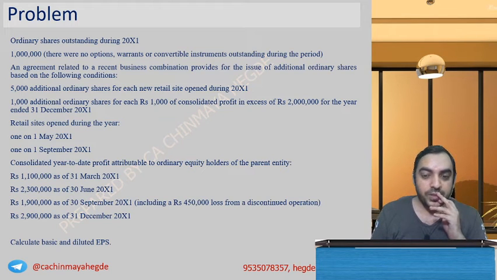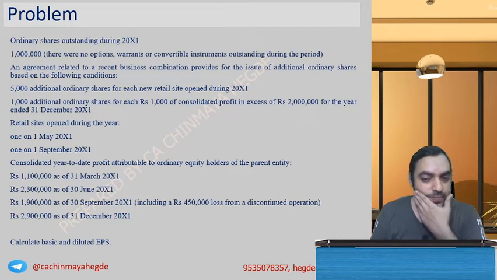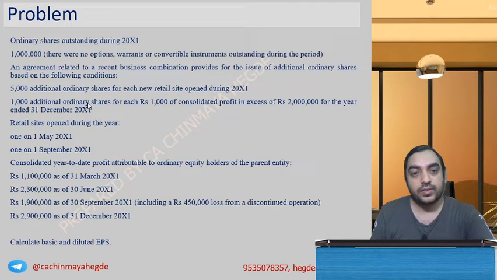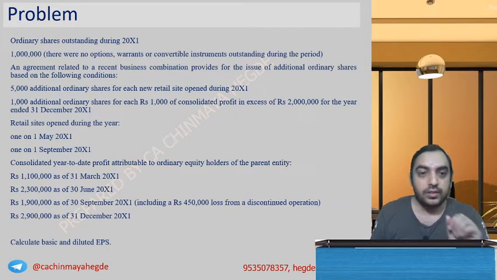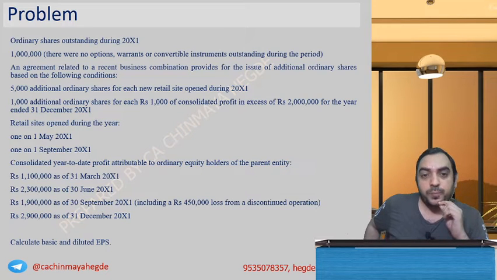Let's come to this problem, the contingency part, where many people have confusion. This is an institute problem only, I am doing this. Ordinary shares outstanding during 2001 were 1 million. There were no options, warrants, or convertible instruments outstanding during the period.